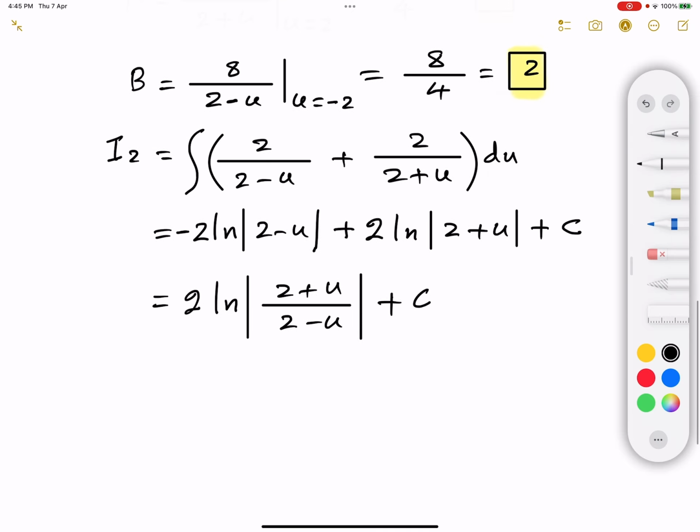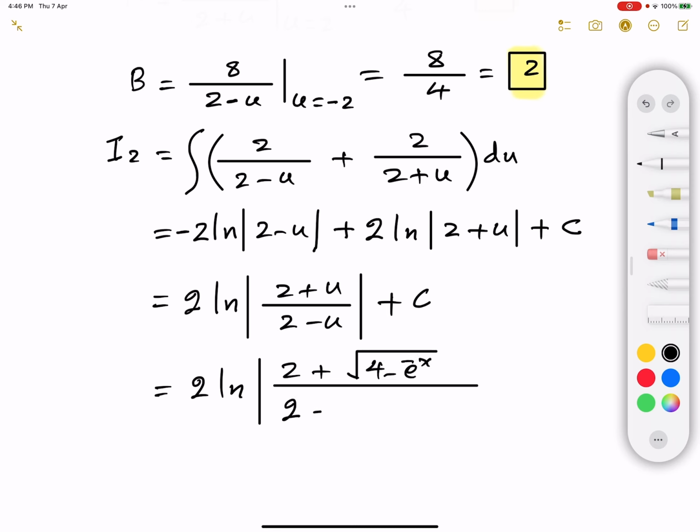And we can go ahead now and substitute the value of u there, which is basically the square root of 4 minus e to the power minus x. We can leave it as is, but let's do it. So the whole thing is going to be 2 plus the square root of 4 minus e to the power minus x, divided by 2 minus the square root of 4 minus e to the power minus x. And let's make this shorter and close the absolute value, plus c, of course.